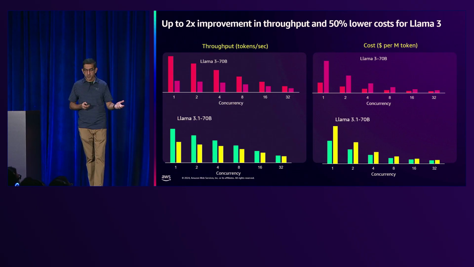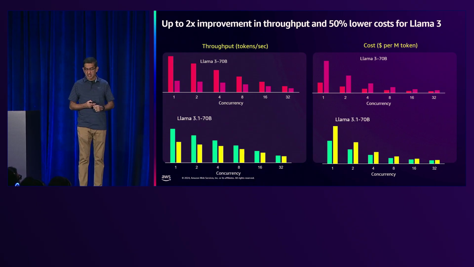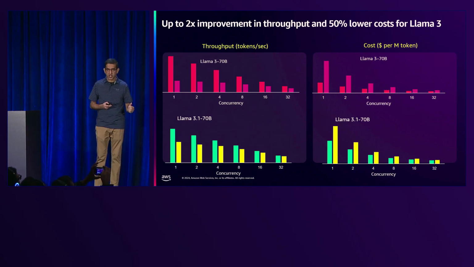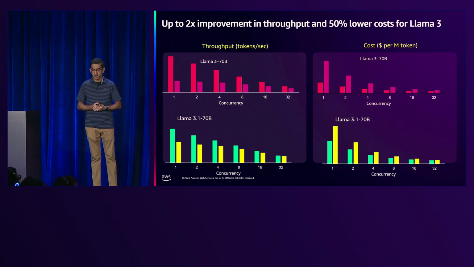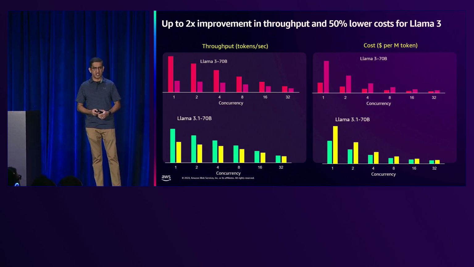Here are some of the performance and cost numbers based on our benchmarks using the OpenOrca dataset. So on average, you will see that you can achieve 2x improvement in throughput and 50% lower cost for Llama 3 models when you use the out-of-the-box optimizations that we offer you on SageMaker. Now it's time for us to see some of these features in action. So let me welcome my colleague Amit to demonstrate these features.